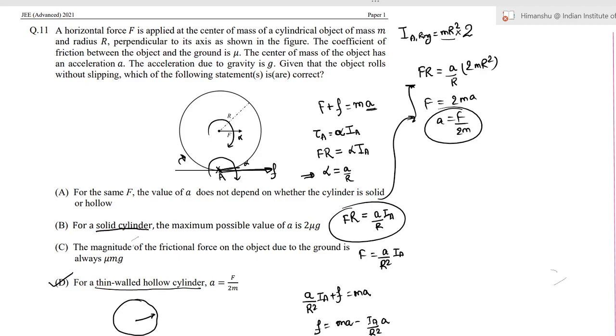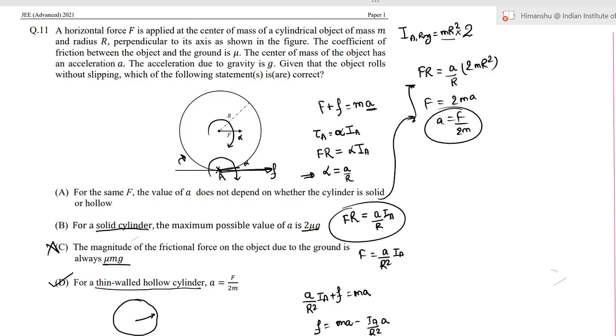Now, let's check option C. The magnitude of the frictional force on the object due to the ground is always mu mg. Is the magnitude of the frictional force always mu mg? No, because friction will act as much and in whichever direction it is needed. So this is incorrect.